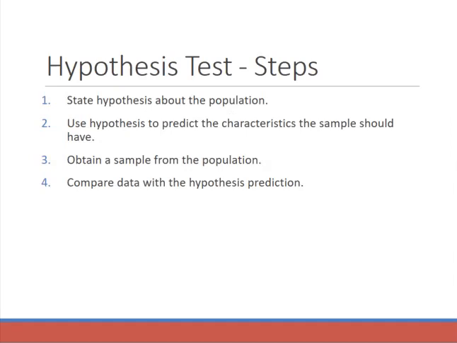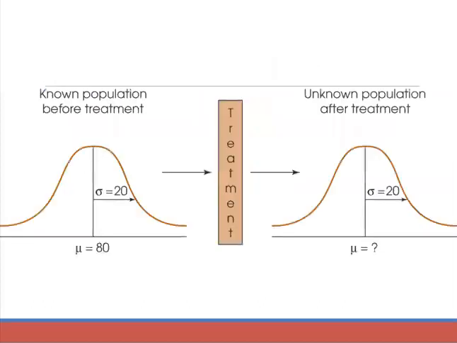So we're going to state the hypothesis about the population, use the hypothesis to predict the characteristics that the sample should have, obtain a sample about the population, and compare the data to the hypothesis prediction.